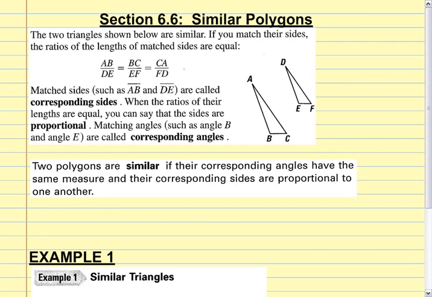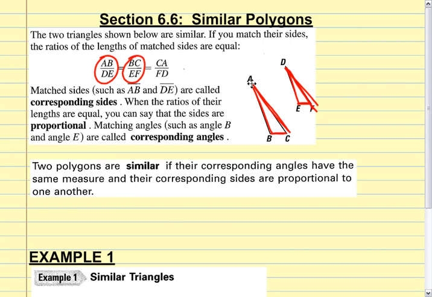So that means AB, which goes with DE, you see they're the same side, AB and DE. If we write them as a ratio, we're going to get the same thing as if we write BC over EF, and if we write CA over DF. If we make ratios out of the corresponding sides, they're going to be equal if the polygons are similar.